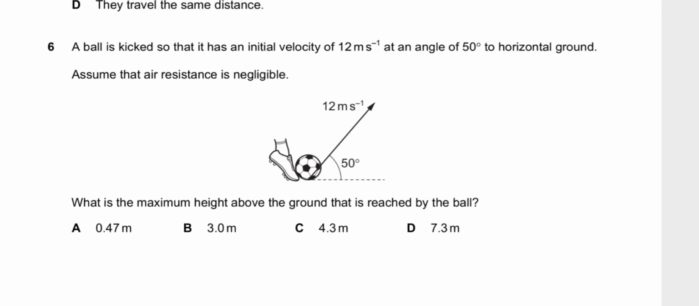Okay, moving on to number 6, we're given a ball that is kicked with an initial velocity. So this is the initial velocity of our ball, and we're given this angle, 50 degrees to the horizontal, and we're told to assume that air resistance is negligible.